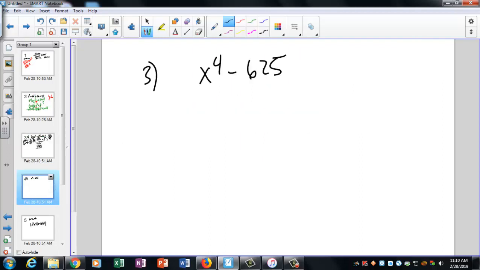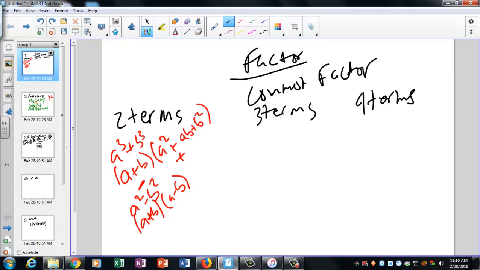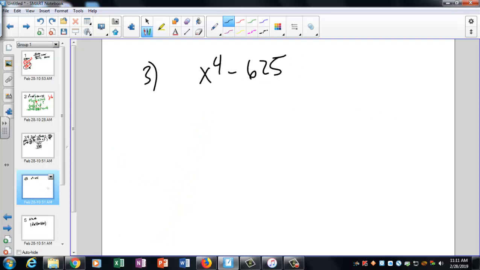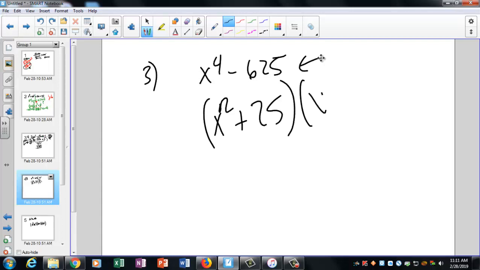As we move back to x to the fourth minus 625, I remind you that x to the fourth minus 625 is two terms, a binomial, or a difference of two squares. All right, it's a difference of two squares. So now again, you got to know that x to the fourth minus 625 is x squared plus 25 times x squared minus 25. Okay. Now, people go, well, how do you know that 625 is 25 times 25? I don't know. You just got to know that.